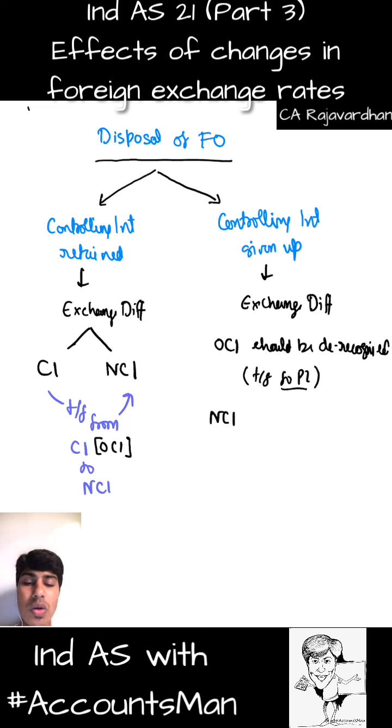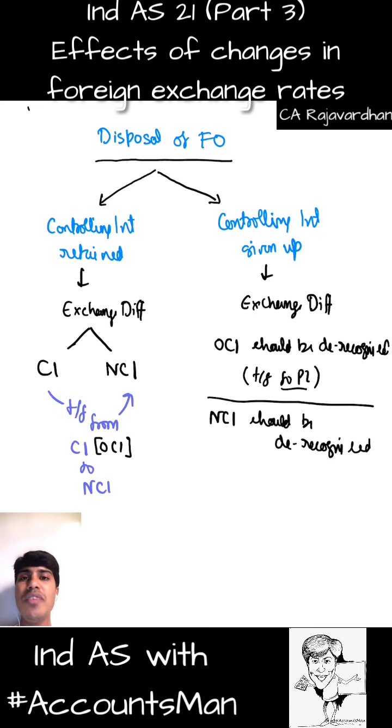Then what will I do? That non-controlling interest that is there, that should also be derecognized. In that also exchange difference will no more arise because, see, when I control, non-controlling interest becomes my liability. I don't control it anymore. So that non-controlling interest on my equity and liability side should also be derecognized. So that exchange difference which is a component of that non-controlling interest should also be derecognized, and that is what we'll do when the controlling interest is given up. So I'll repeat it to you.